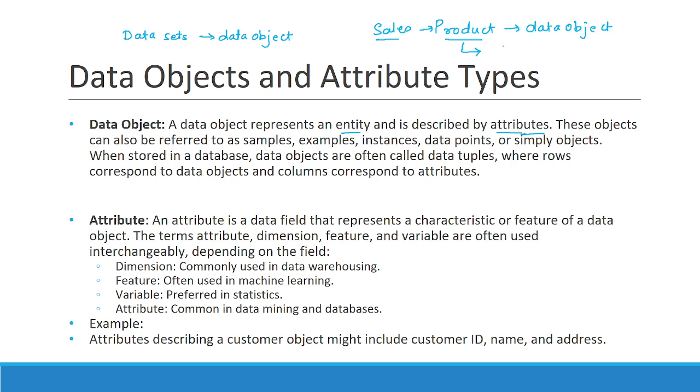Ma'am, I don't understand the question. See, in our sales database, product is our one data object, right? Yes, ma'am. Now data objects are described by attributes. So if you have product in your data set, what attributes can that product have? Ma'am, for product, what attributes can we have? Yes. Anyone else?